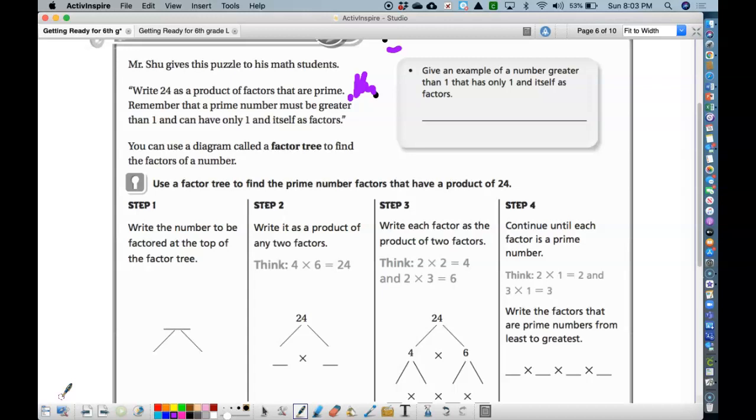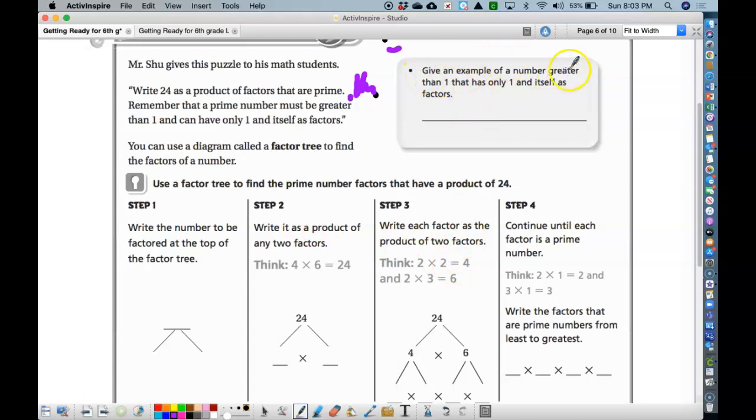Mr. Shu gives his puzzle to his math students. Write 24 as a product of factors that are prime. P-R-I-M-E. The only factors are 1 and me. I'm prime. Remember that prime numbers must be greater than 1 and can only have 1 as its factor. And you can use a diagram called a factor tree to find the factors of a number. Factor trees only use prime numbers when we get to the bottom level.